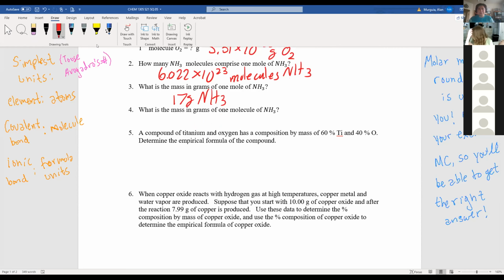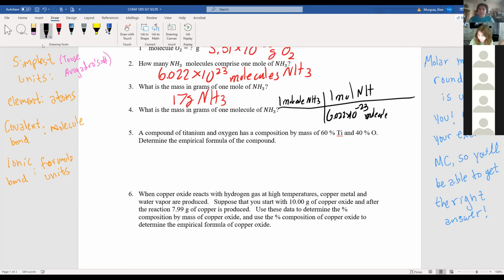So on to number 4 before we move on to percent composition. What is the mass in grams of 1 molecule of NH3? Who has an idea of how we can solve this, given that we have 1 molecule of NH3? You divide by 6.022 times 10 to the 23. Exactly. So we divide by Avogadro's number. For every Avogadro's number, there's 1 mole of the substance. So our molecules cancel out and we're left with moles. Now, how can I convert my moles to grams?